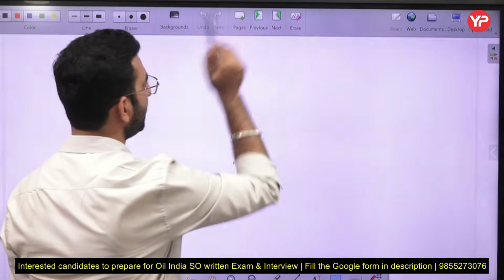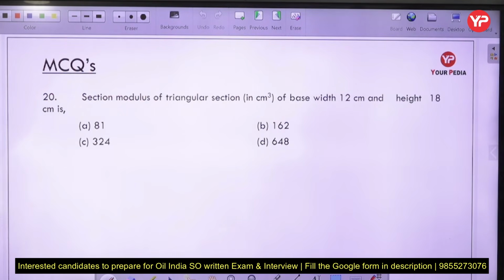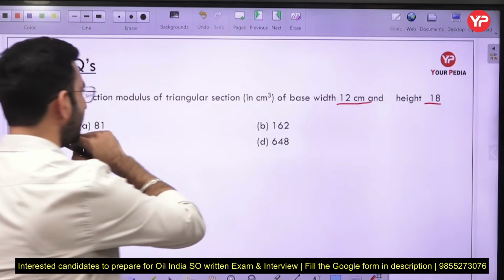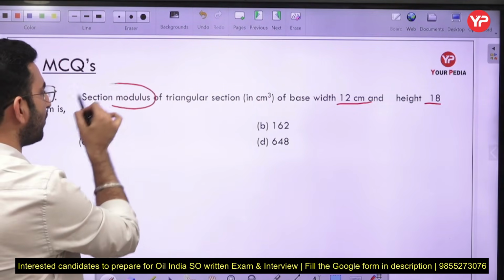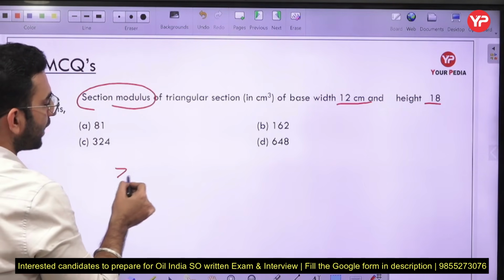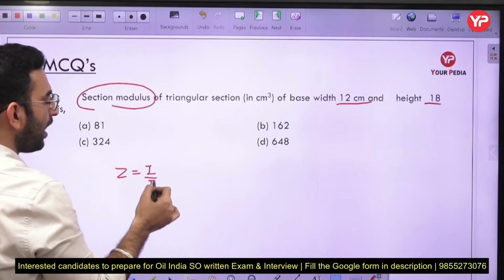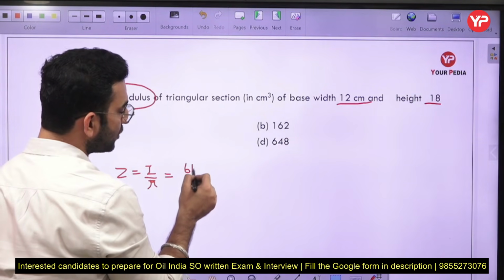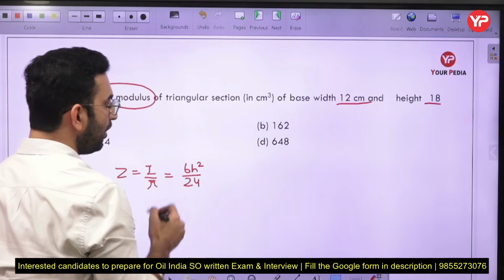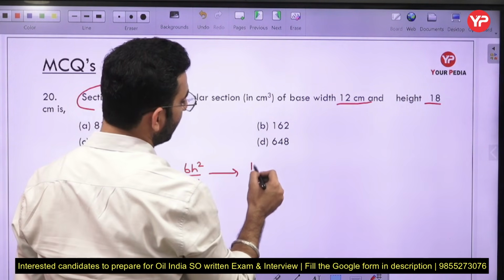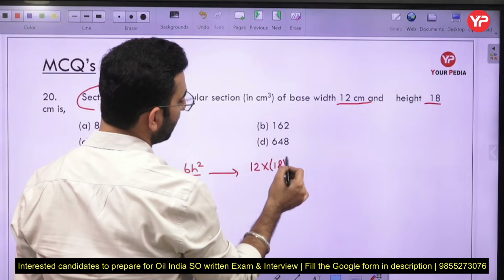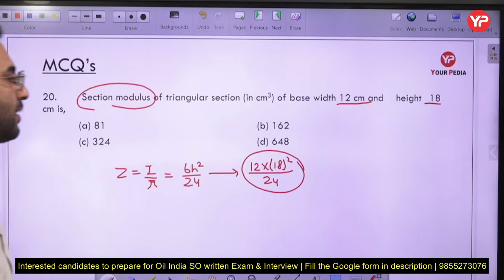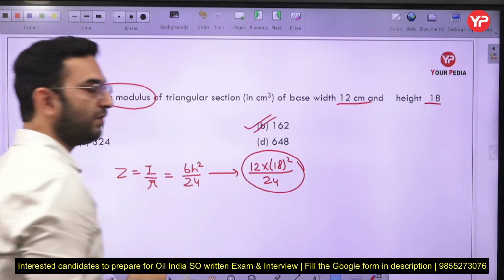Okay. Next question. The section modulus of a triangular section of base width 12 centimeter and height 18 centimeter will be. Okay, see, we have to find out the section modulus. Now what is the section modulus? Section modulus is moment of inertia by r here. So in this case, we have a simple formula, that is bh square by 24 for the triangle. So if you put all the values into this expression, that is 12 into 18 square by 24, you will find the section modulus here. The answer is coming out to be around 162 here. So option number B will be the correct answer.